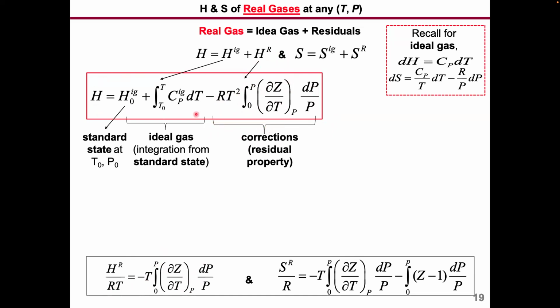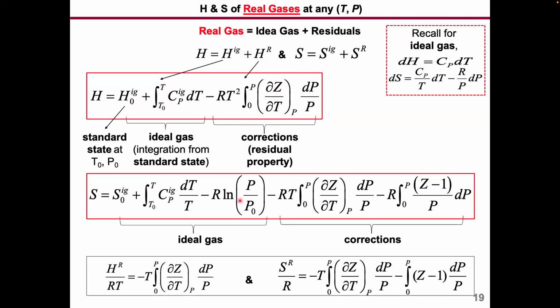So if you look at this integral, if you specify T0, then this part you can calculate, this part you can look up. And then if you know the Z, you can plug in and take the integral from 0 to P. So you can calculate your H at a particular T, P state.